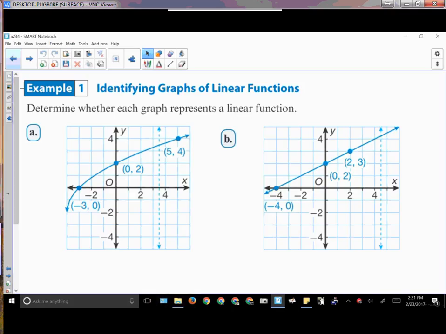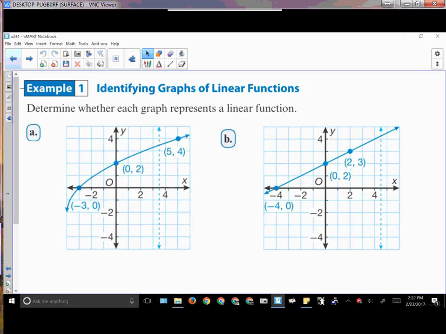Now, obviously you can take a look at those two and say, yep, one is linear and one is not, right? I mean, the first one's got a curve to it, so it can't be. How we go through and check this is we want to identify the slopes.